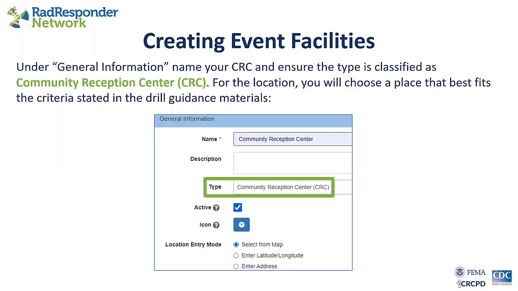You'll fill in the general information, so the name that you want your facility to be, any descriptions if you have any, and for type, you must select Community Reception Center. If you do not select the CRC type for your facility, then you will not be allowed to associate population data with that facility. You'll then choose the location.